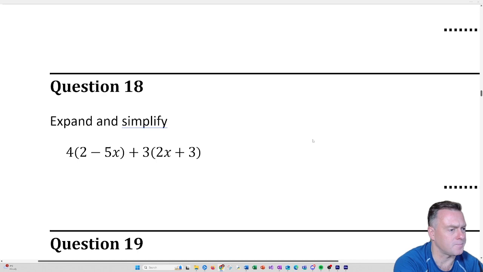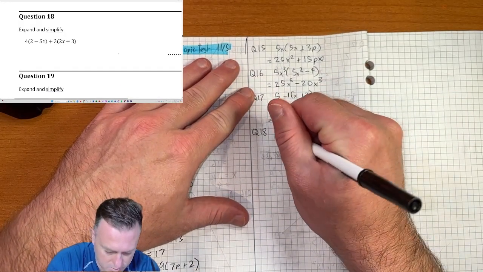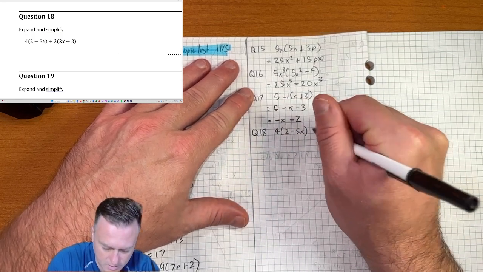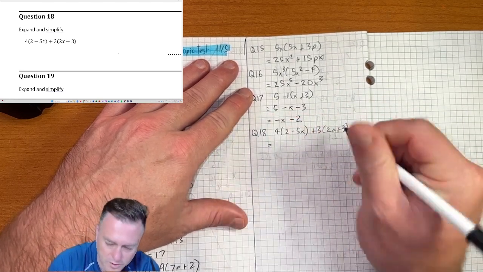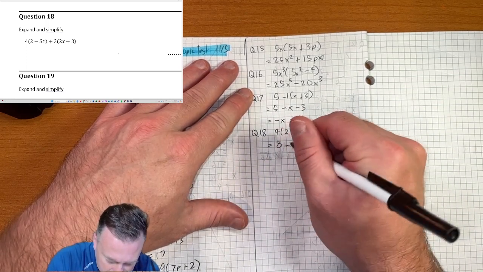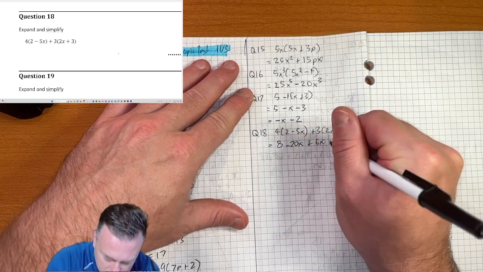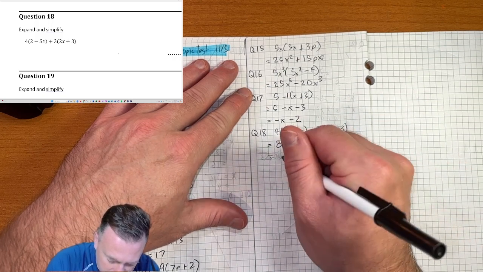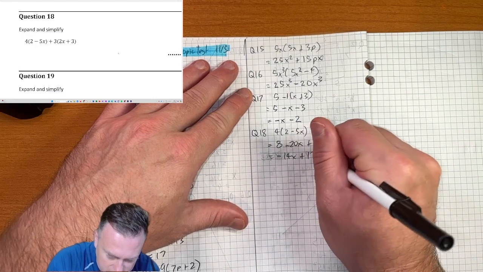Question 18. A little bit harder. So you have 4 lots of 2 minus 5x plus 3 lots of 2x plus 3. So we go through and expand it. So 4 times 2 gives me 8 minus 20x plus 3 times that gives me plus 6x plus 9. Then I group like terms. So minus 20 plus 6 gives me minus 14x. And then 6 plus 9 gives me plus 17.